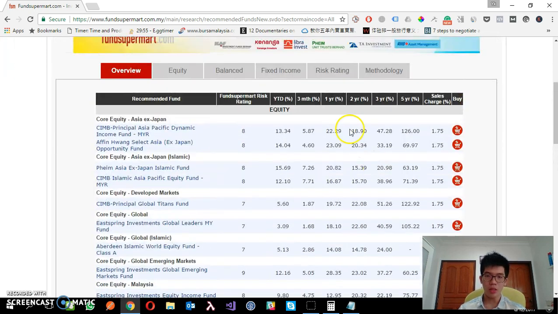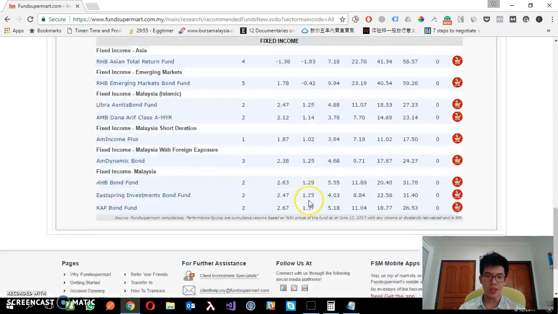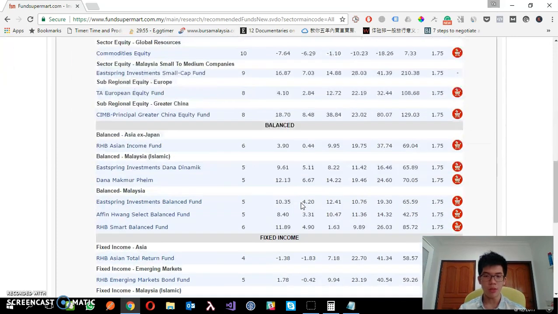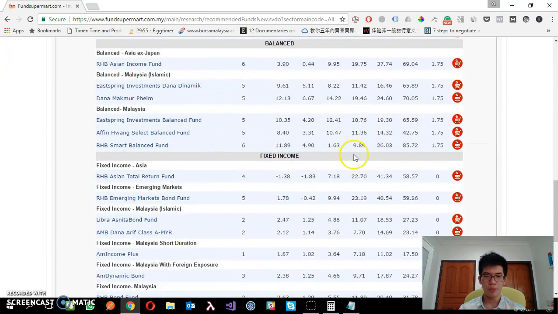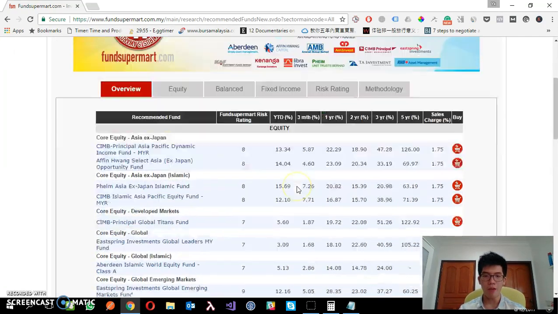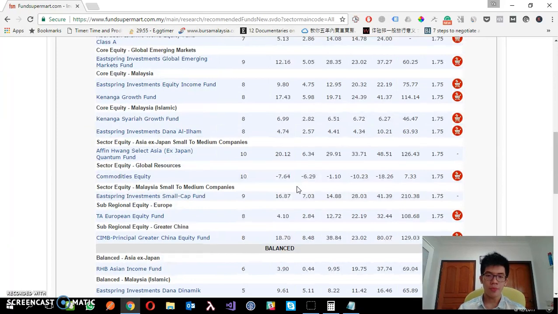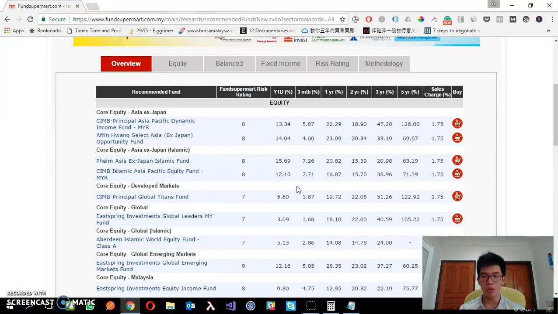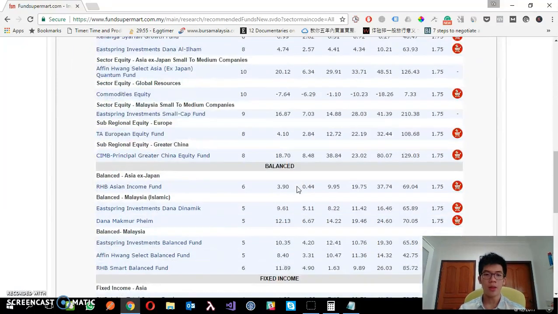Here you can see it's divided into three parts: equity, dividends, and fixed income. What it means for now, you can just ignore that. Fixed income is low risk, dividends is medium risk, and equity is high risk. But of course, higher risk, higher returns; lower risk, lower returns. Keep that in mind.